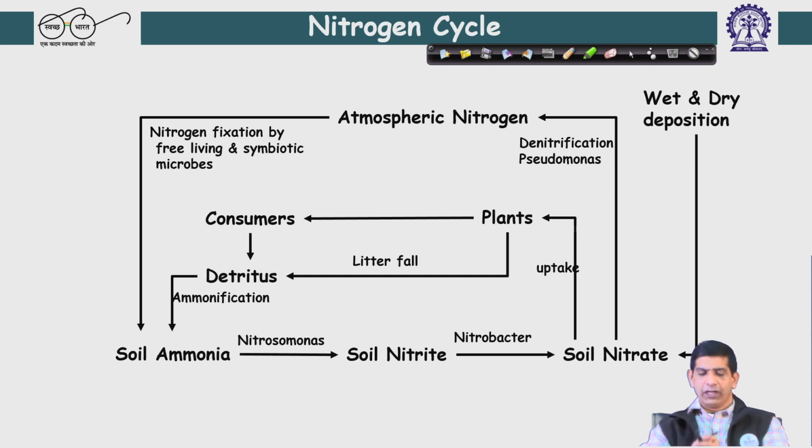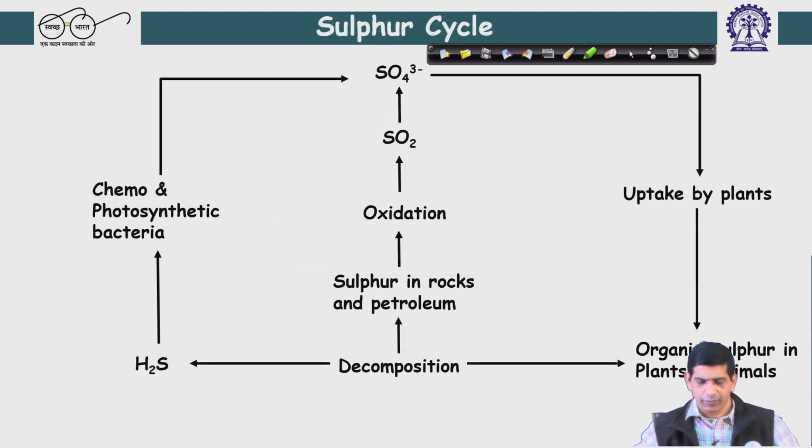Then we have uptake in the plants, and from the plants to the consumers. Then there is the detritus impact on soil ammonia. Then nitrogen fixation by free living and symbiotic microbes is done. Then denitrification, Pseudomonas does the denitrification as well. So, this is how you have to look at the entire nitrogen cycle.